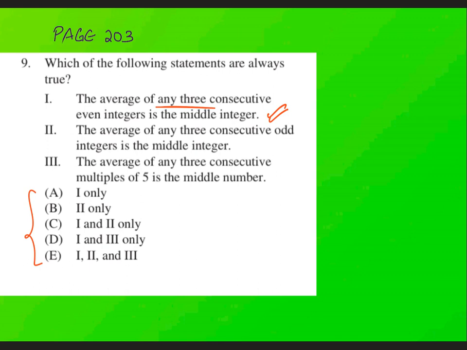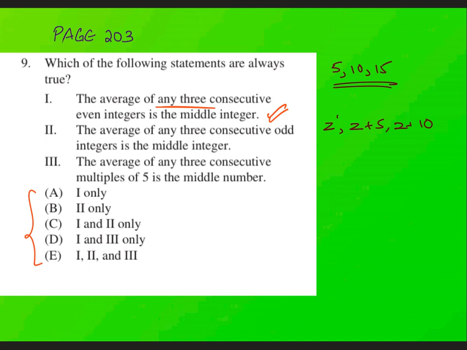Now the third one says the average of any 3 consecutive multiples of 5 is the middle one. So 3 consecutive multiples of 5. Let's say I take the first one to be 5, next one will be 10, then 15. But this is not the general one, this is the particular case where you have 3 consecutive multiples of 5 as 5, 10, 15. But if I talk about the general form, let's say I take the first multiple of 5 to be z, next would be z plus 5 and plus 10.